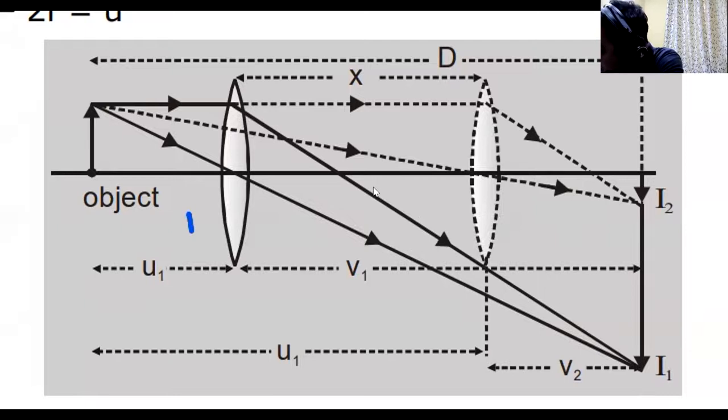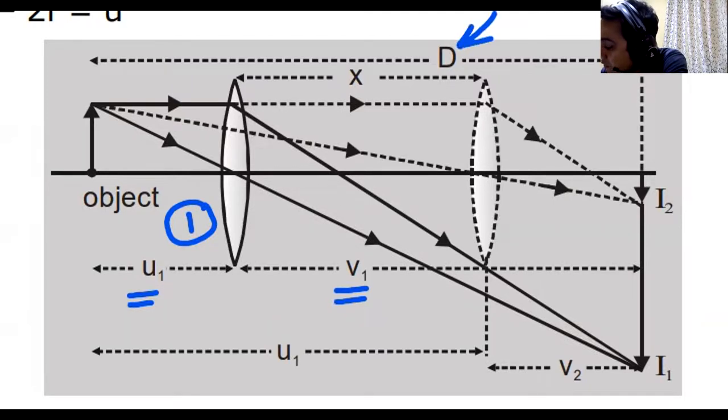I will mark position number one by the letter one. So this is number one position. Here we have object distance U1, image distance V1, and you can see the distance between the object O and the screen where you are getting the image is given by capital D. Do we see this? Yes, sir. Now, what I have done is I have displaced this lens from position number one to position number two. And can you see this position number two?